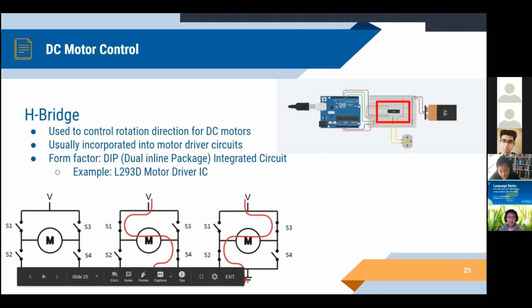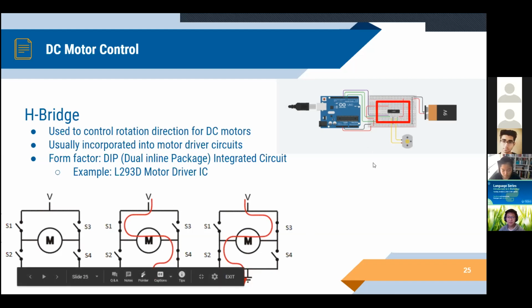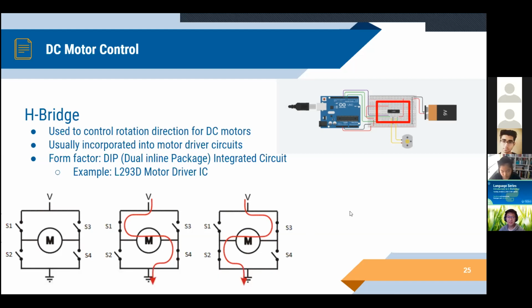And usually these H-bridges come in the form of dual inline packages. So that means they can fit perfectly in the middle channel of your breadboard with no issues. An example of this would be the L293D motor driver IC, which we'll actually be using. Cool.